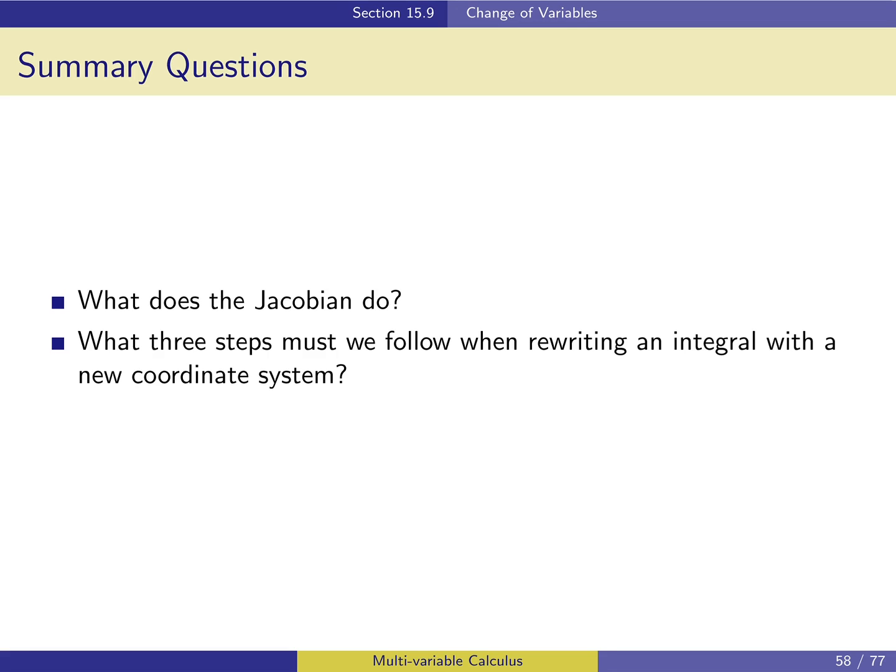So over the next few classes, we will be using the Jacobian on actually useful coordinate changes. But in order to be ready for that, you should be able to understand what the Jacobian did, and you should think back to substitution and ask, what 3 steps are we going to have to follow when we rewrite an integral in terms of a new coordinate system?